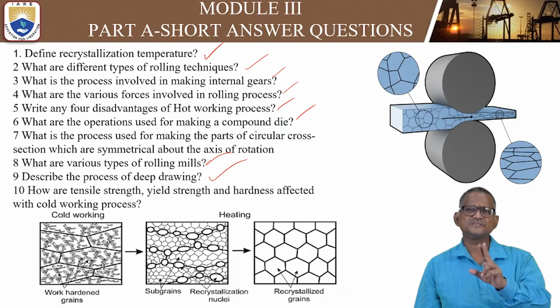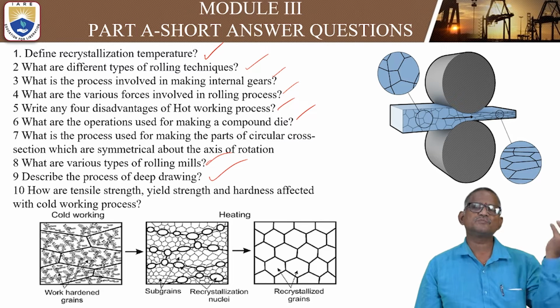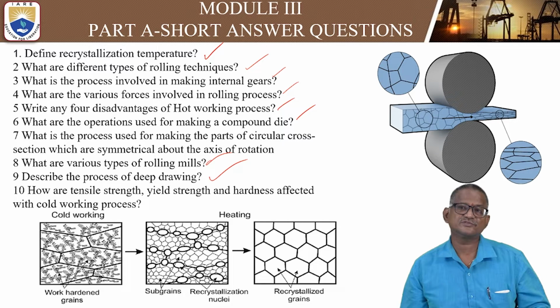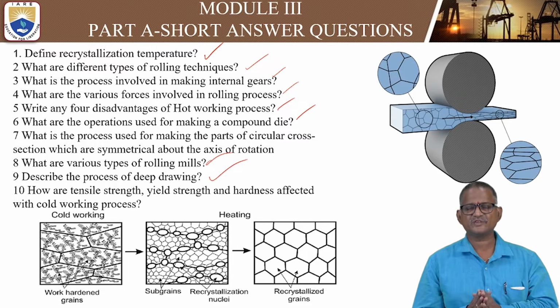It is a two-step process, which means it is a lengthy process. Output is very low compared to cold working. Suppose you produce 100 components in hot working, cold working may produce 200 or even more, because there it is only pressing, and no heating is done in the cold working process.